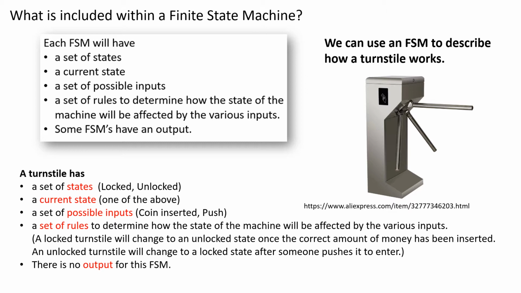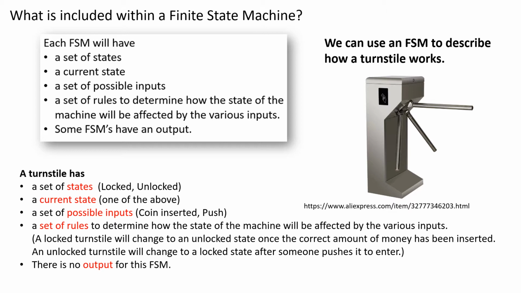Now, think about what happens when you have an unlocked turnstile. Well, somebody can walk through it, right? It's going to wait there until somebody walks through. So an unlocked turnstile is going to change back to a locked state after someone pushes it to enter. Okay, so those are some rules on what kind of inputs have to happen in order to change the states. So that's that set of rules.